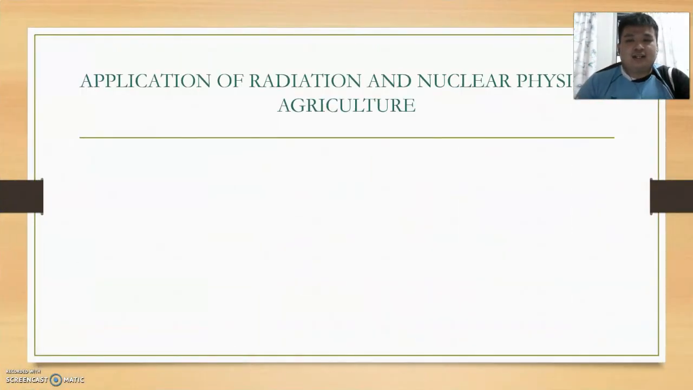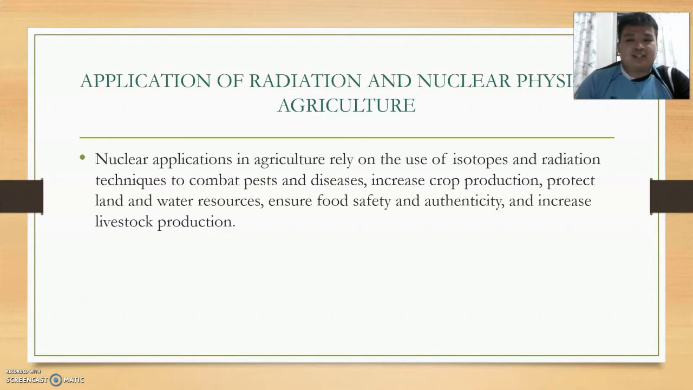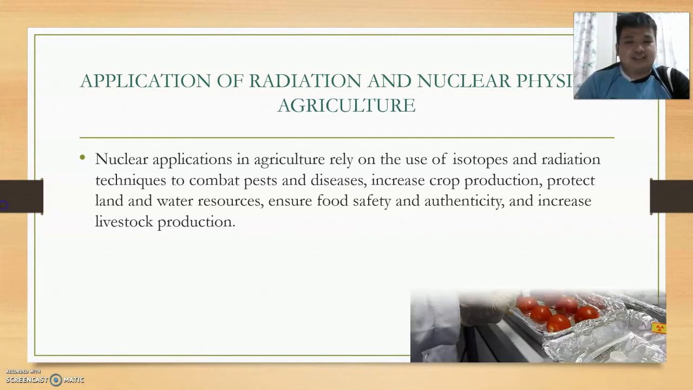Okay, so how are radiation and nuclear physics applied in the agriculture industry? Nuclear applications in agriculture rely on the use of isotope and radiation techniques to combat pests and disease. This can increase crop production and protect land and water resources. This ensures food safety and authenticity and increases livestock production.